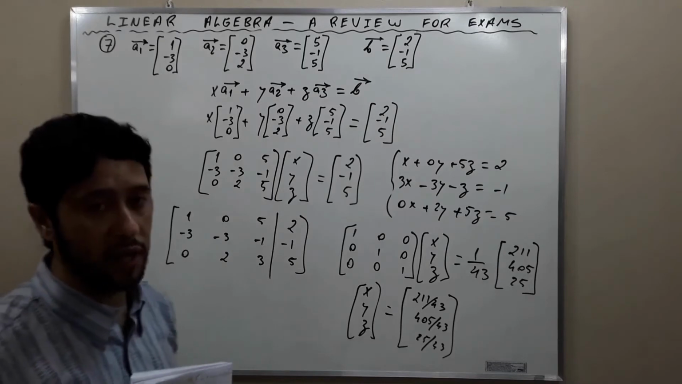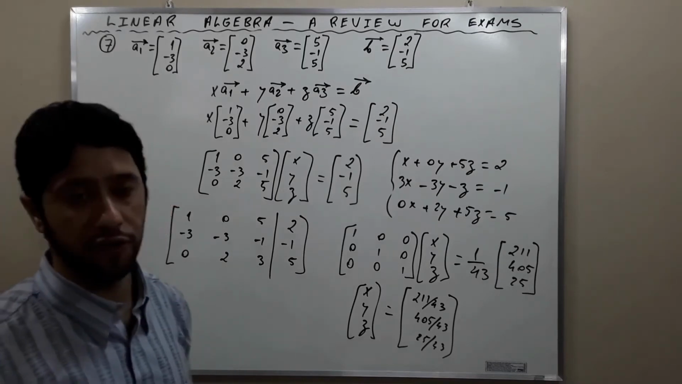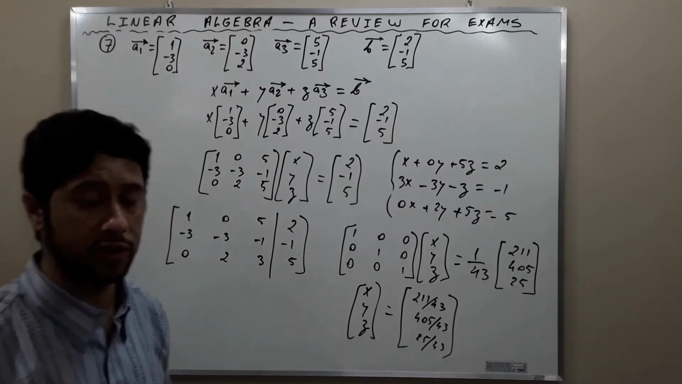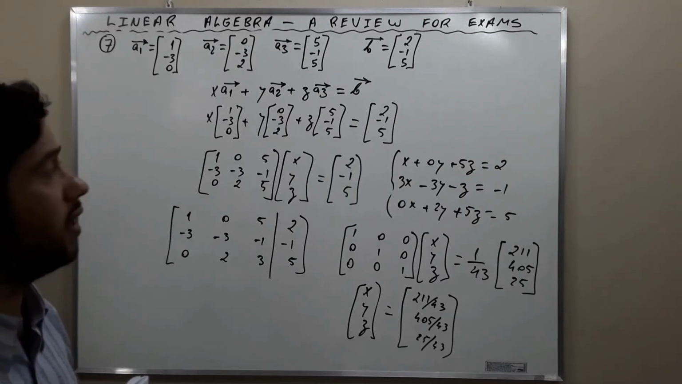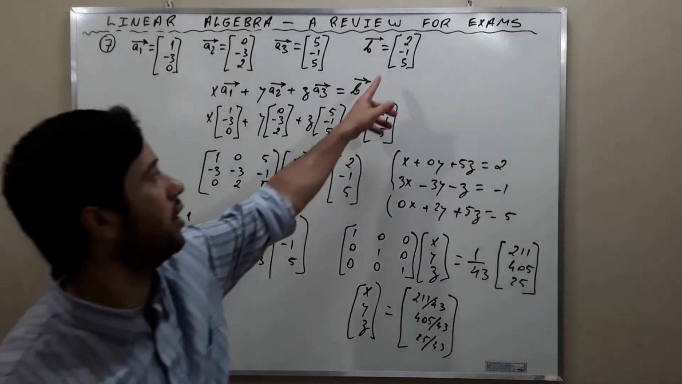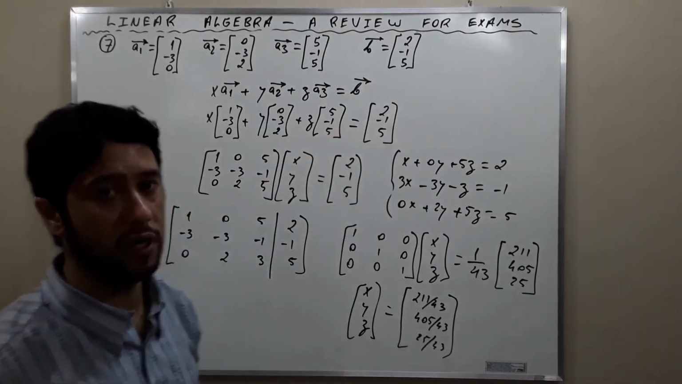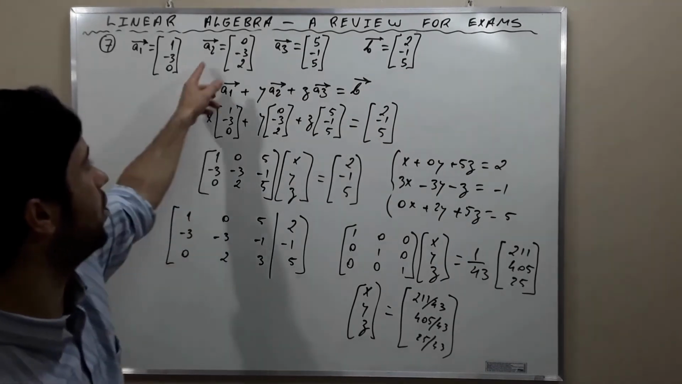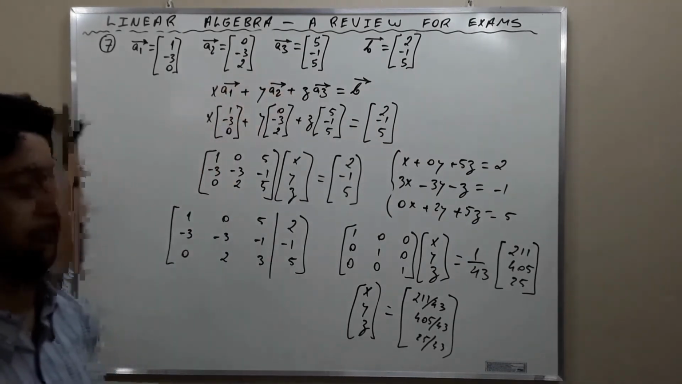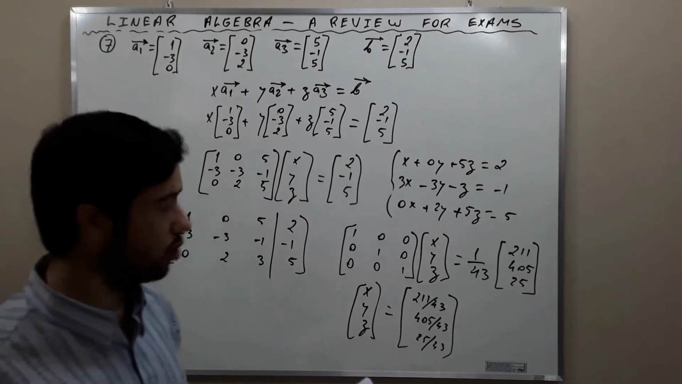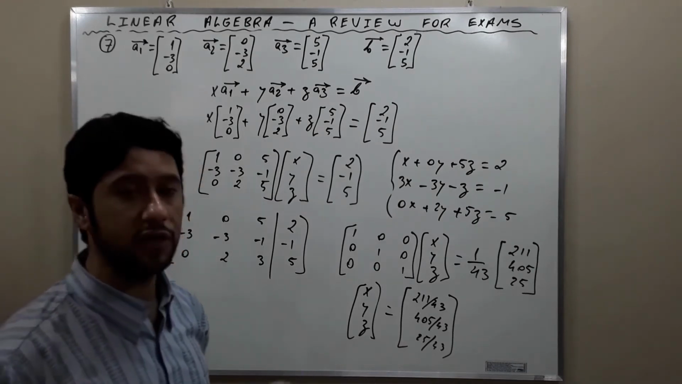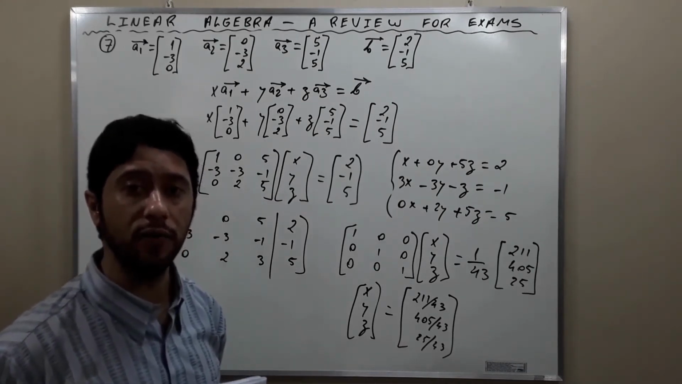And it means ultimately, this is the conclusion that we wanted to arrive at, that b is indeed a linear combination of a1, a2, and a3, okay? And this is all for topic number 7. Let's go to topic number 8 now.